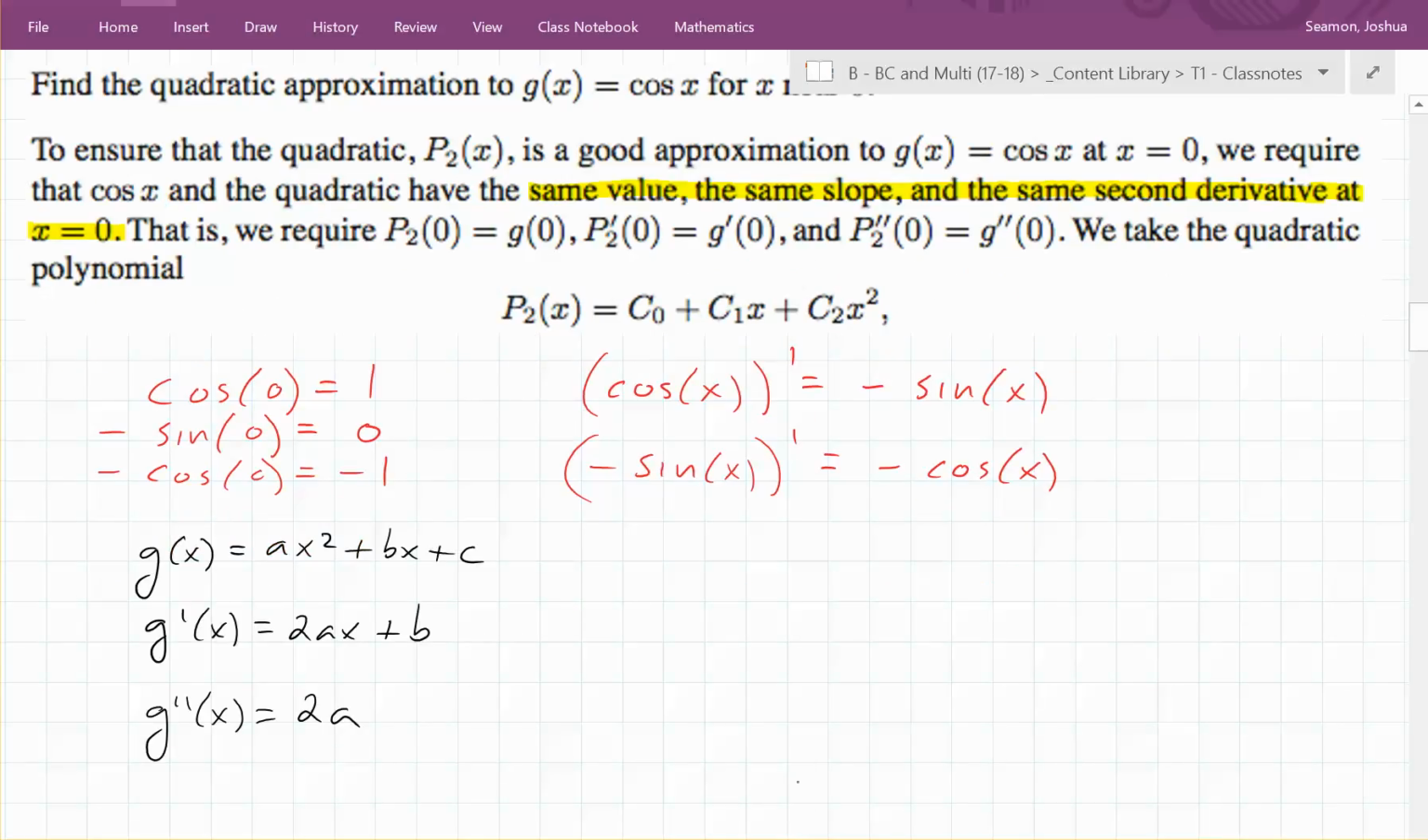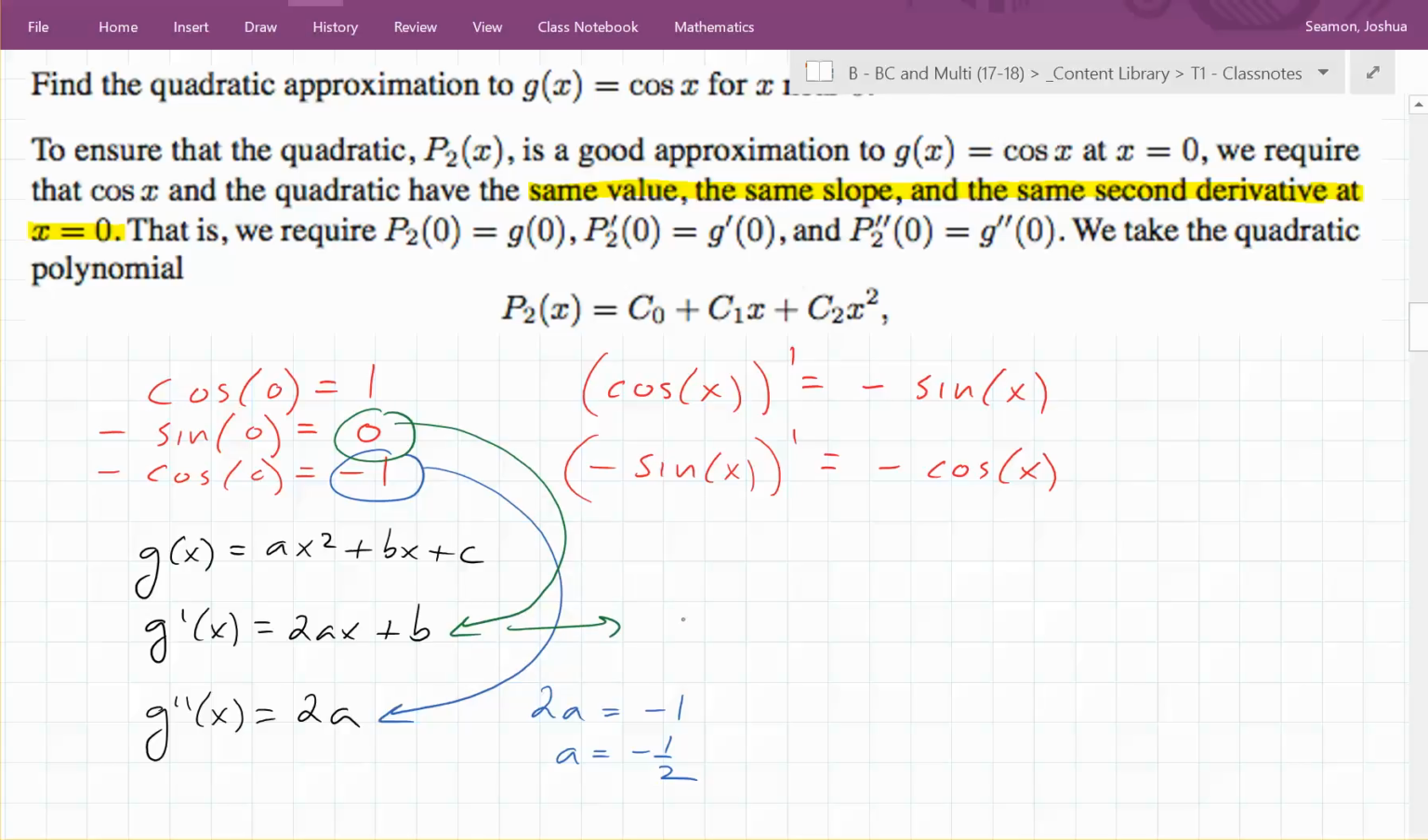Because the second derivative is negative 1, we pair that up there. So 2a has to be negative 1. So a is negative a half. But then you also know that this one correlates to there. So 0 equals 2 times negative a half times 0 plus b. So what does that mean b is? 0.